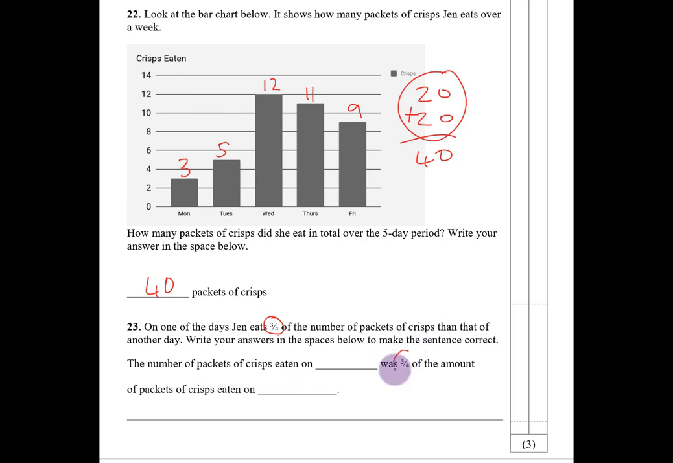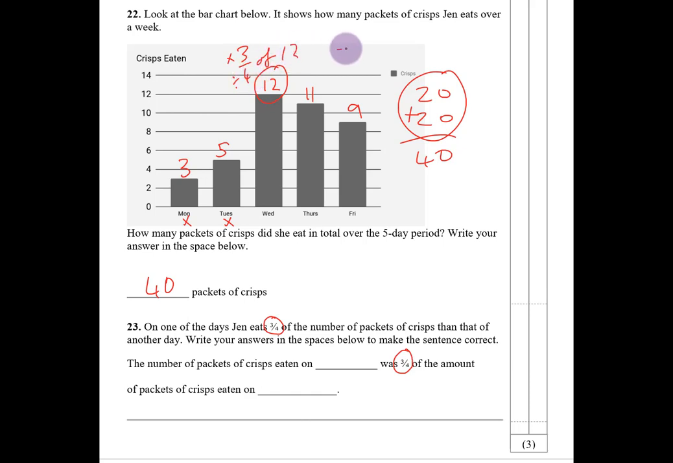So what we basically need to do is find 3/4 of all these numbers and see if it matches up with another one. Now, if it's 3/4, the number that's going to be 3/4 has to be divisible by 4. So 3 isn't divisible by 4, so it's not going to be that day. 5 isn't divisible by 4, so it's not going to be that day. 12 is divisible by 4. So if we find 3/4 of 12, we divide by the bottom number and times by the top.